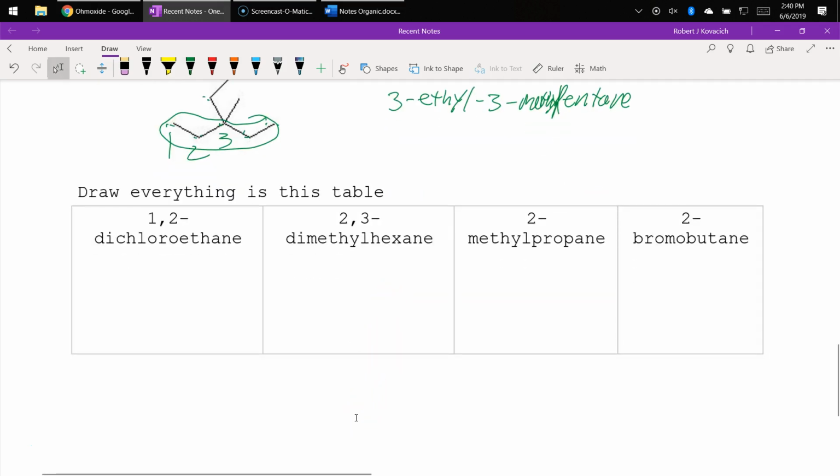All right, so we're going to draw this table. So I've got an ethane, so that's 2 carbons. And there's a chlorine on number 1 and a chlorine on number 2. So that would be the whole molecule. And then a hexane, so 2, 3, 4, 5, 6. And then on carbon number 2, there's a methyl group, and carbon number 3, there's a methyl group. And then there's a propane with a methyl group on the middle carbon.